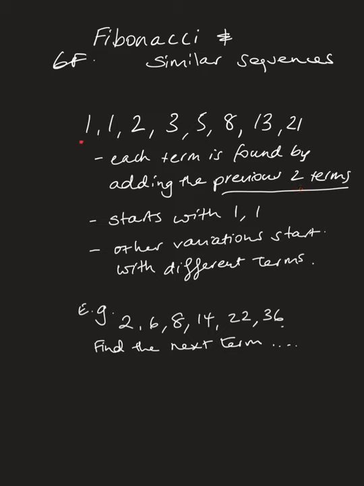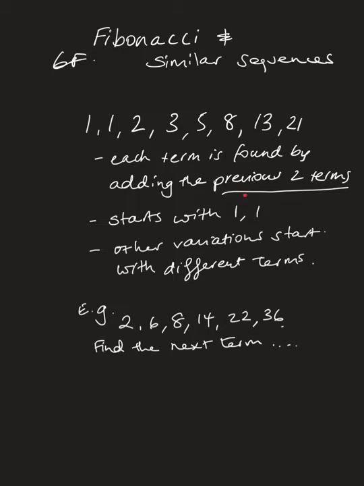Starting, you must have two starting terms for a sequence like this because you're adding two terms together at the same time. So 1 plus 1 is 2, 2 plus 1 is 3, 2 plus 3 is 5, 3 plus 5 is 8, 5 plus 8 is 13, 8 plus 13 is 21, and so on and so forth.